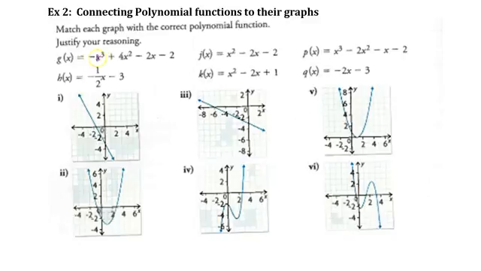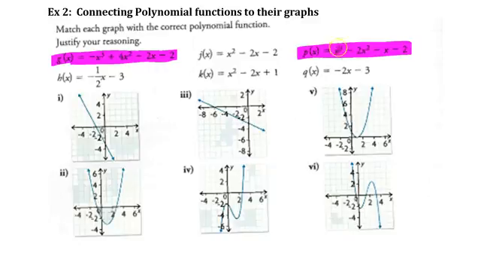So I notice that I have a cubic here and a cubic here. So what I'm going to do is highlight them in pink. I know that it's a cubic because the greatest power is 3. On our graphs, I know that I have a cubic here because it's squiggly. It has 2 turning points. And I know I have a cubic graph here.